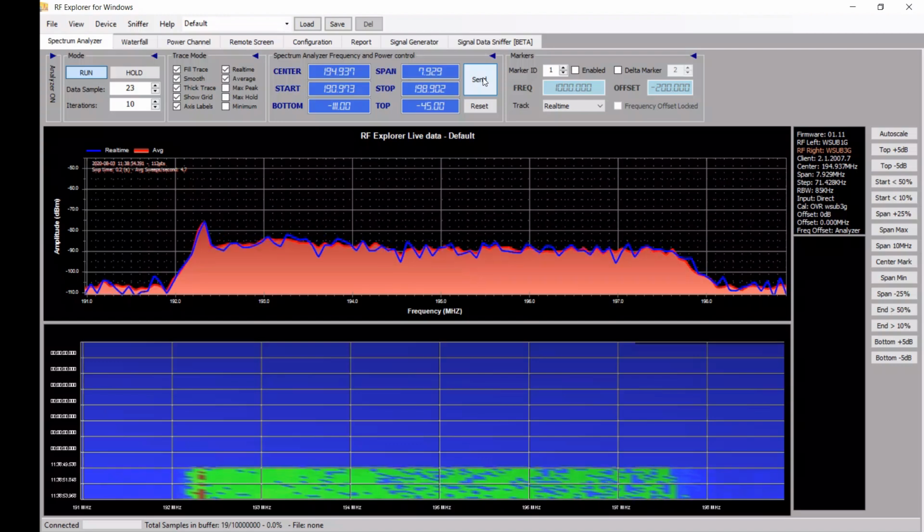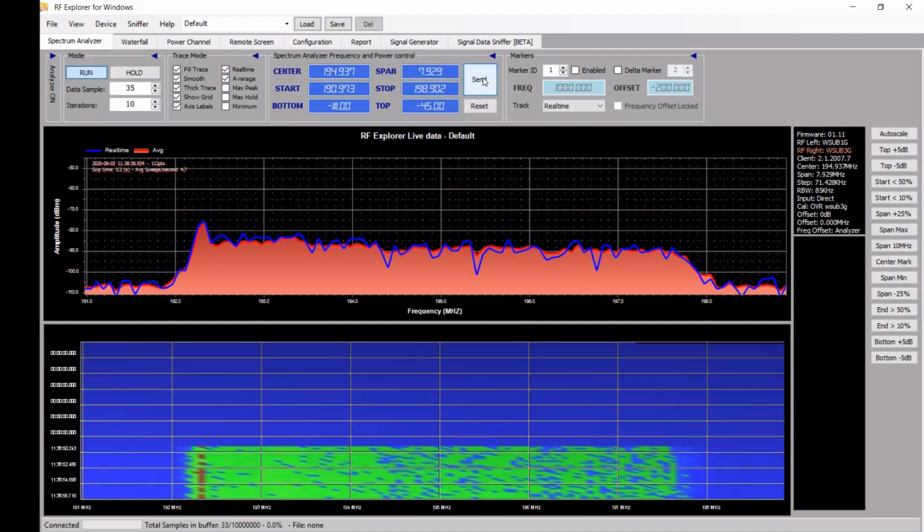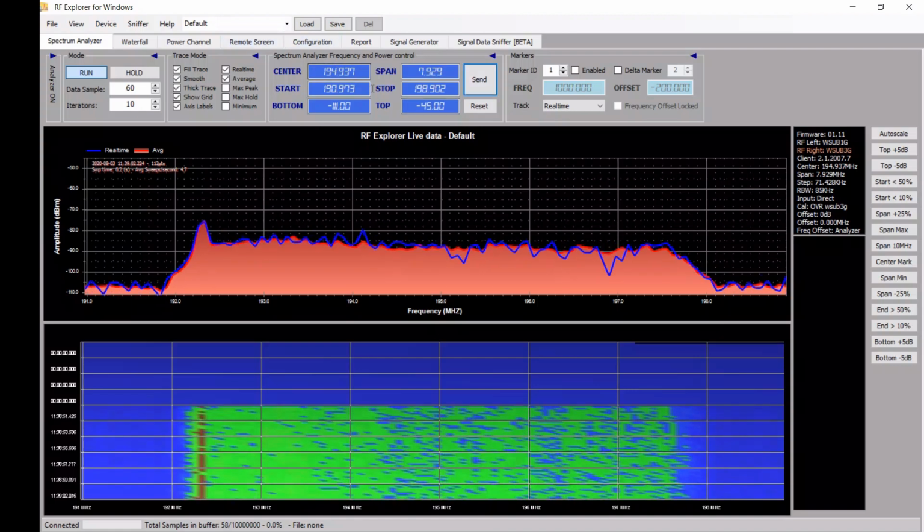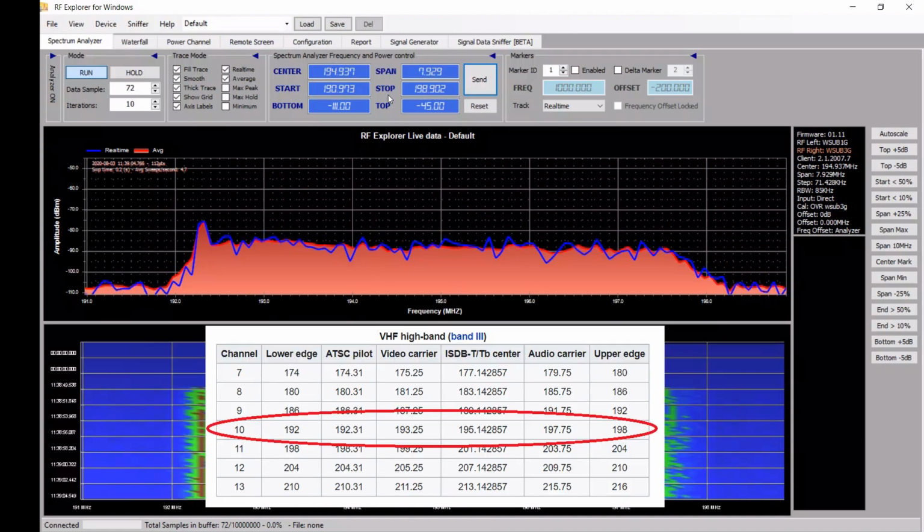Okay, so what we have here is a spectrum analyzer I have connected to my antenna. And what I've selected is channel 10 on the VHF high band. This is a relatively strong channel in my area, and I never have trouble receiving it. It's ATSC, which is what we use here in North America. You can see this little peak here is what's called the ATSC pilot. It's showing about 192 megahertz roughly.